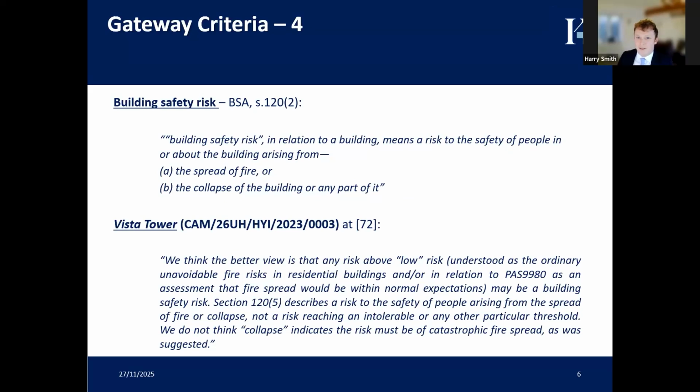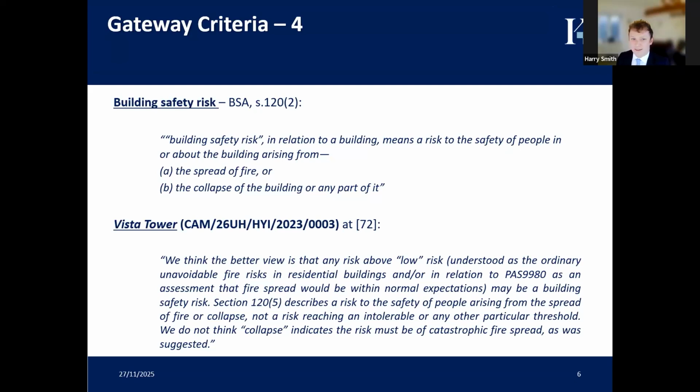The second part of the definition of relevant defect, as we saw, was that the defect has to cause a building safety risk. And the definition of that is up on the slide, comes from section 120 sub 2. In fact, I think that's a typo. It should say section 120 sub 5. And as we see, the definition is a risk to the safety of people in or about the building arising from the spread of fire or the collapse of the building or any part of it.